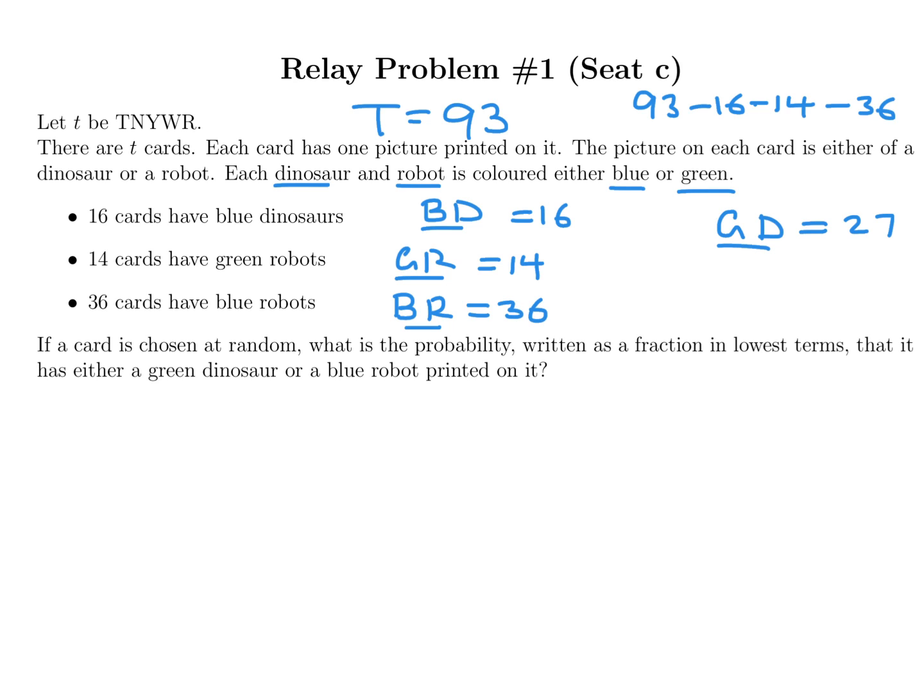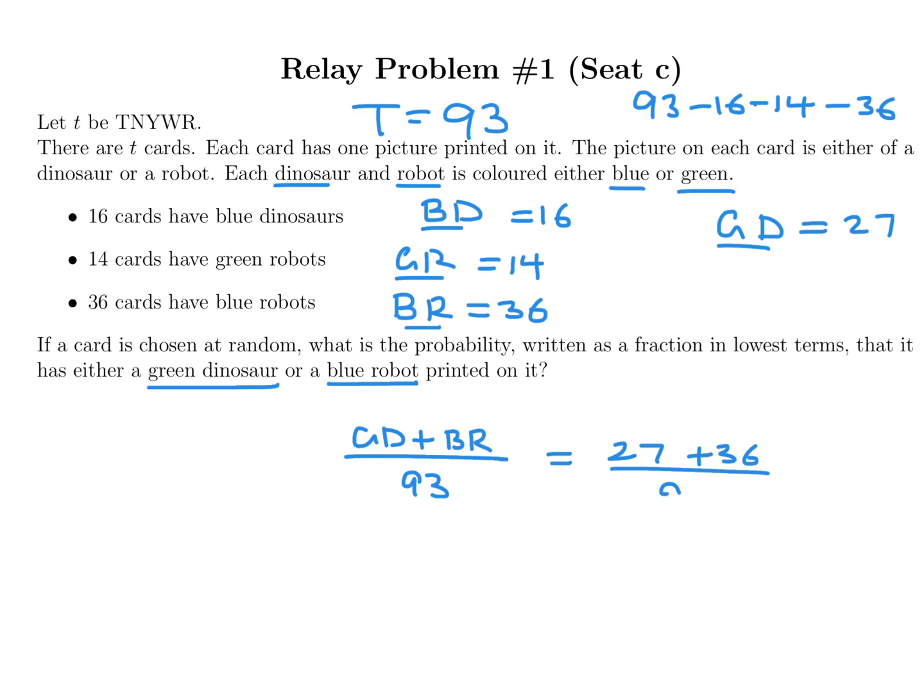So what are they asking for here? Probability that if you choose something at random, it's either a GD or a BR. So a GD or a BR over the total. Well, GD is 27, BR is 36, and total is 93. So that's 63 over 93, and in lowest terms, I can divide top and bottom by 3 to be 21 over 31.